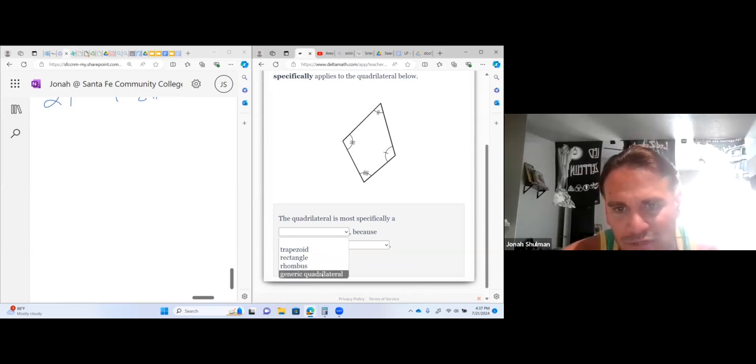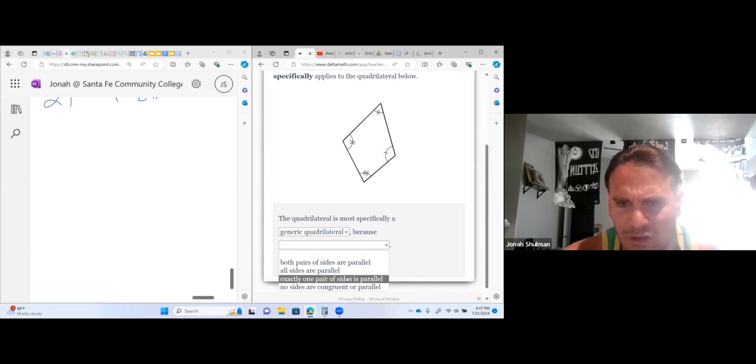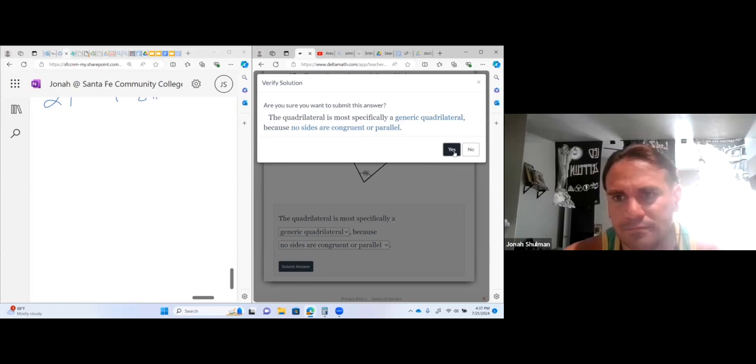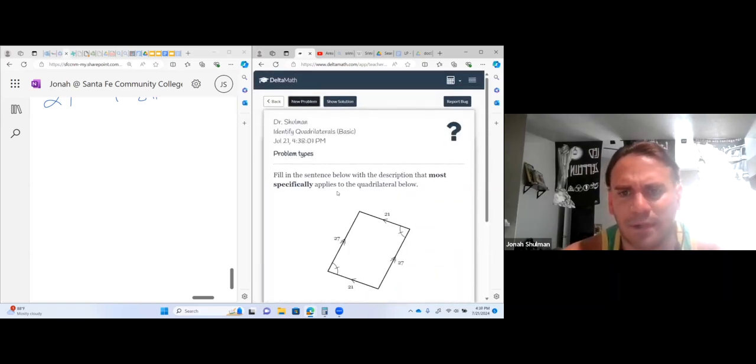So we just got to do a general quadrilateral, but this looks like a kite. Nope, it doesn't. It's not actually a kite. It's just a generic quadrilateral. No two sides are congruent or parallel. Yeah, let's go with it. Beautiful. Now let's try a couple more.